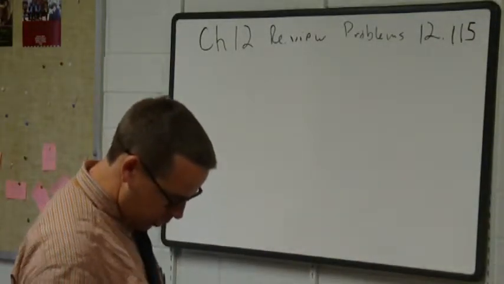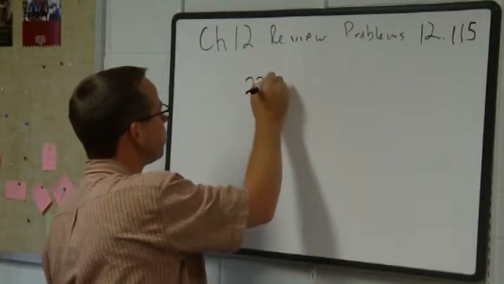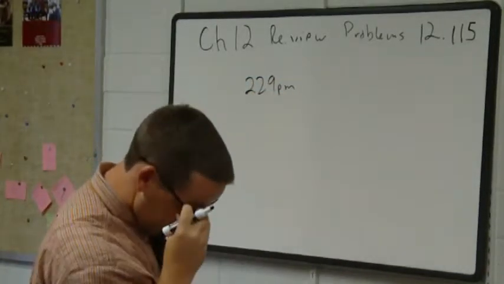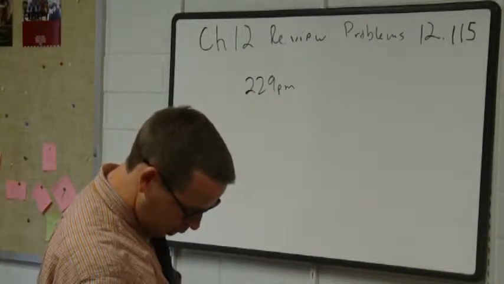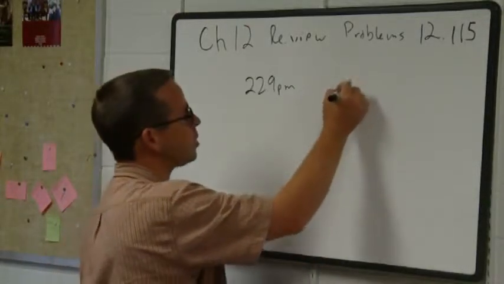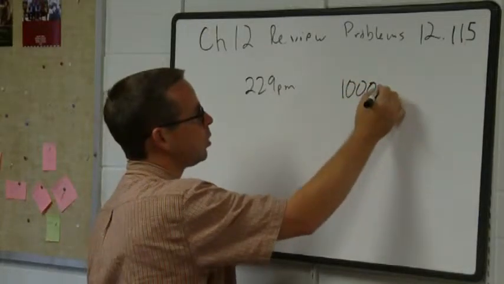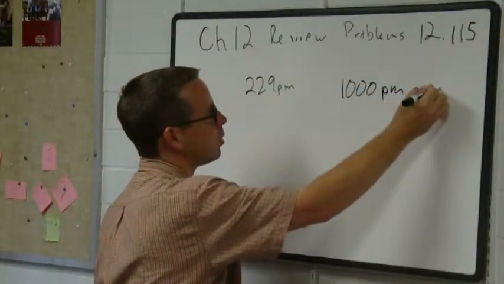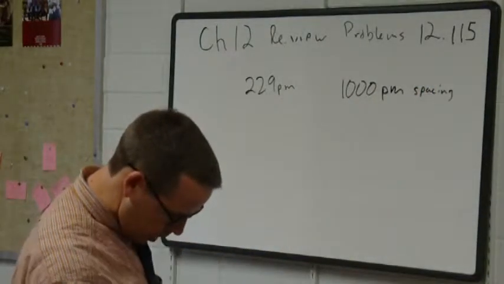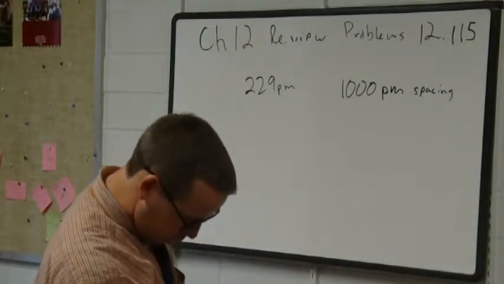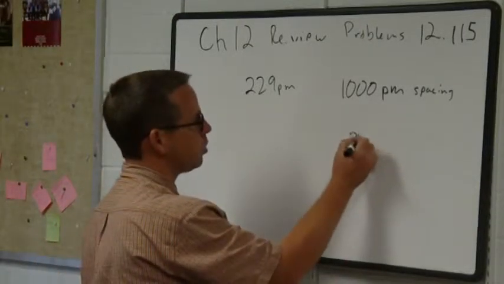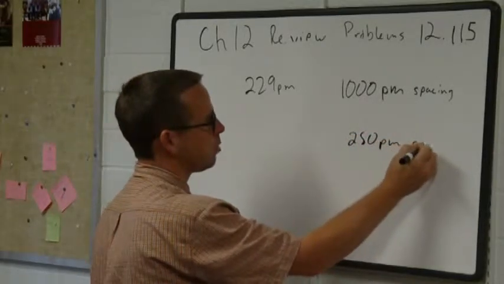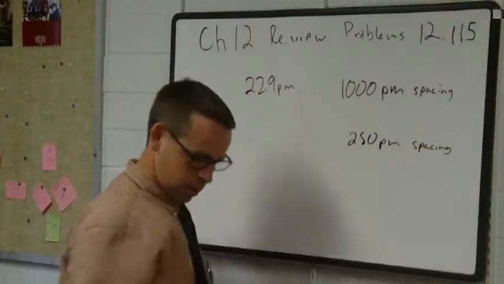Calculate the angles at which X-rays of wavelength 229 picometers will be observed to be diffracted from a crystal with plane spacing of 1.0 times 10 to the third picometers apart. So 1,000 picometers spacing. Or 2.5 times 10 to the 2, which is 250 picometers apart. So 250 picometer spacing. All right, so that's the wavelength.